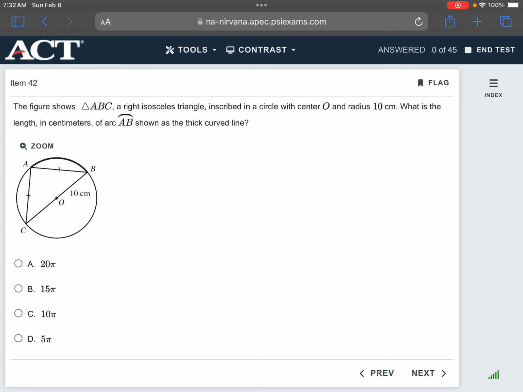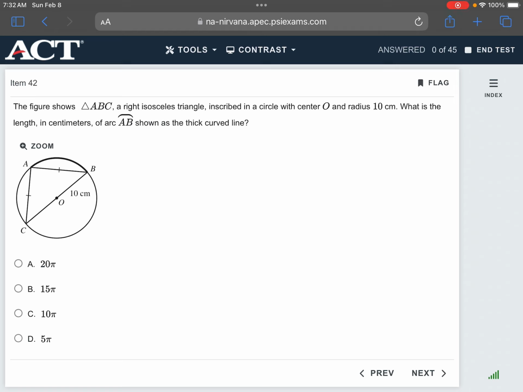Alright, so it tells us the figure shows triangle ABC, a right isosceles triangle, inscribed in a circle with center O, radius 10. What is the length in centimeters of arc AB shown as the thick curved line? Well, it's not very thick, right? But the curved line between A and B is what we are looking for.